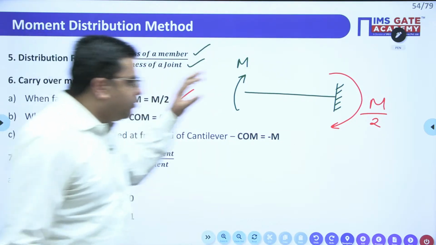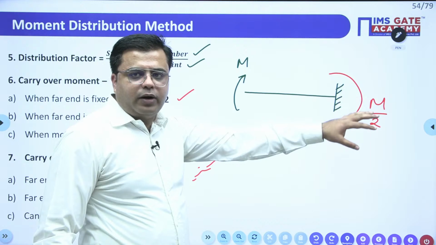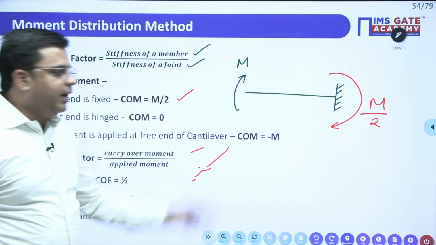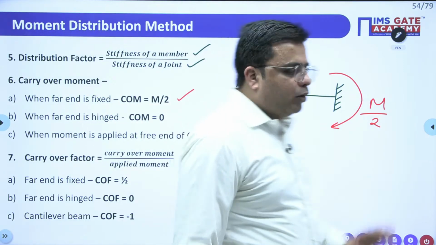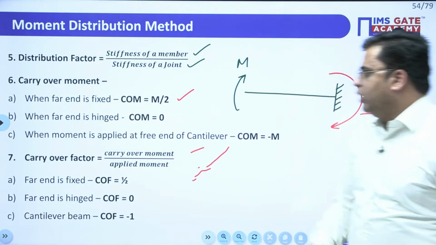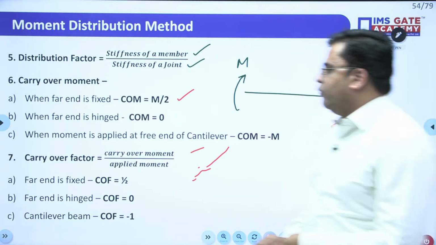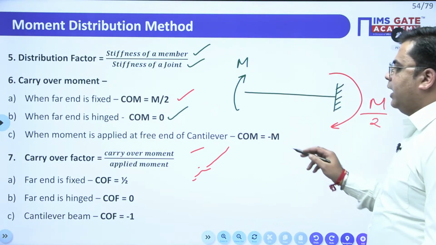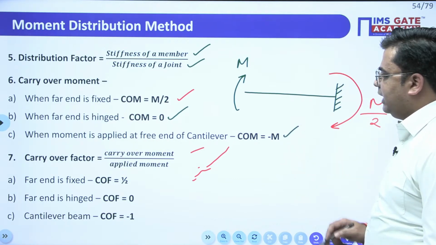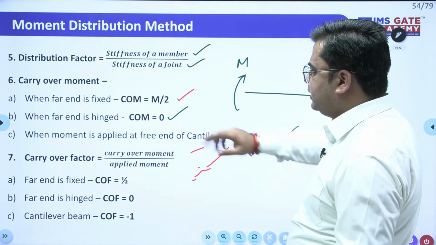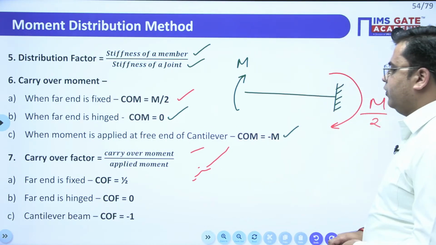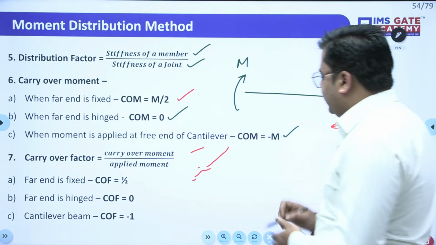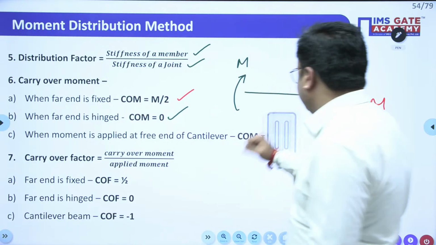When some part of the moment is transferred to the other point, the far end, that is known as the carryover moment. Whenever your far end is fixed, half of the moment that you have applied at the near end will be transferred to your far end. When your far end is hinged, there will be no carryover moment. And when the moment is applied at the free end of the cantilever, the carryover moment is minus m.